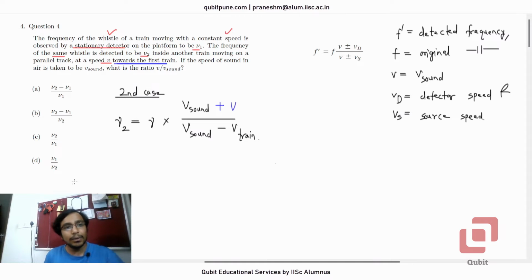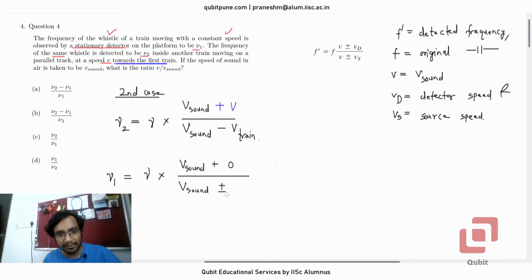Now let us go to the first case. The frequency of the whistle of a train moving with a constant speed is observed by a stationary detector. Okay, so when it comes to a stationary detector, this term will now go to 0 because the detector is stationary. And they are saying that this is nu1, and in the denominator now it will be v sound plus or minus v train. Now I deliberately took the second case first. I'll now explain why I did that.